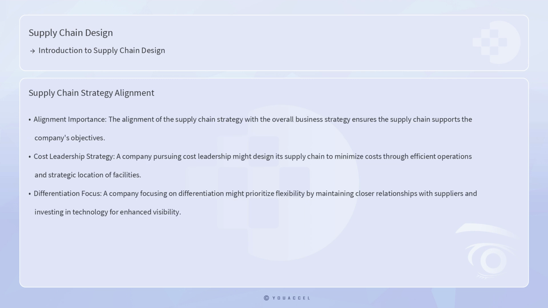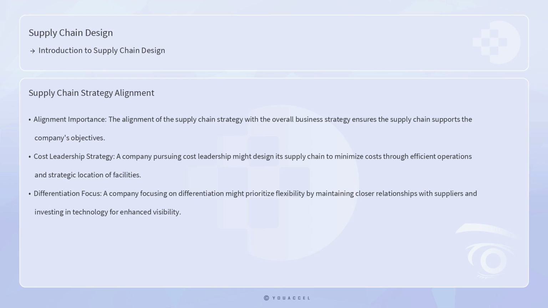One of the primary considerations in supply chain design is the alignment of the supply chain strategy with the overall business strategy. This alignment is crucial because it ensures that the supply chain supports the company's objectives, whether they are cost leadership, differentiation, or a focus on customer service. For instance, a company pursuing a cost leadership strategy might design its supply chain to minimize costs through efficient operations, strategic location of facilities, and bulk purchasing agreements.